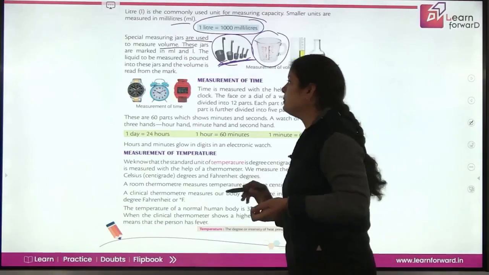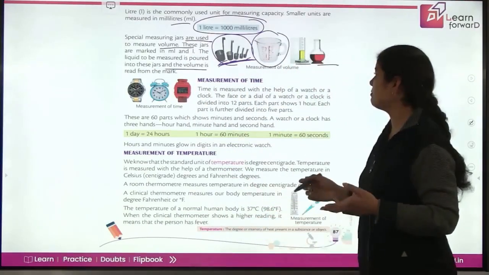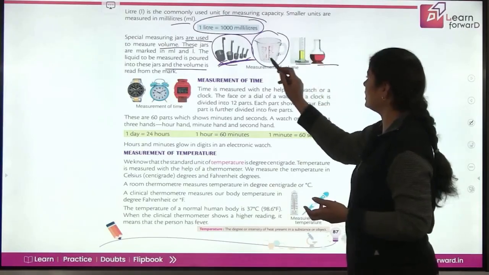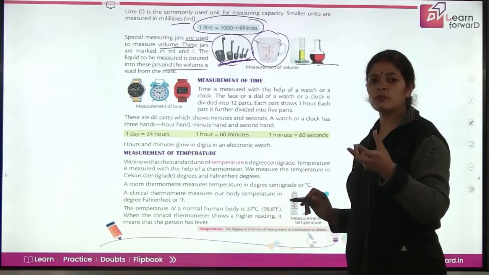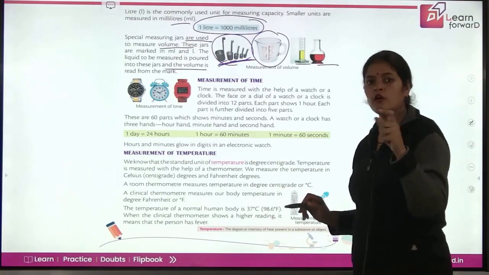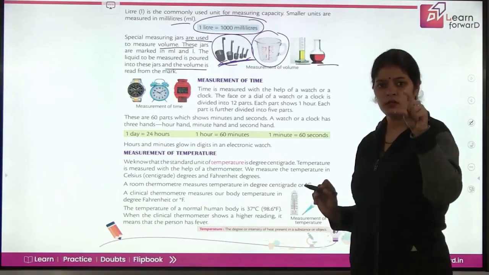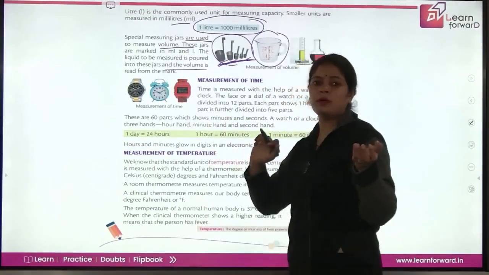The liquid to be measured is poured into these jars and the volume is read from the mark. Can you see there are markings? So you just put the liquid. It is also present in the caps of some medicines to measure 10 ml or 5 ml or 7.5 ml, to give to the babies. So these can be read by the mark.